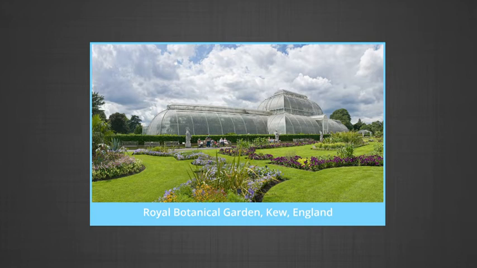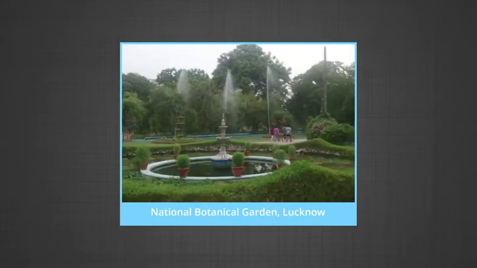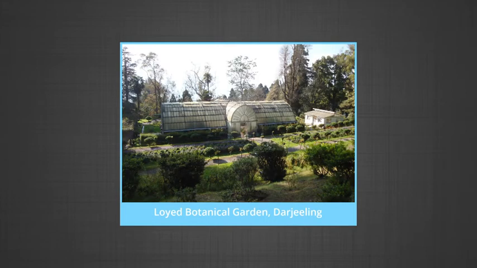It was founded in 1759 by William Aiton. The largest botanical garden is the Howrah Sibpur, Kolkata. It was established in 1787. Besides it, other main botanical gardens are National Botanical Garden, Lucknow, Lloyd Botanical Garden, Darjeeling, Garden of Indian Agriculture Institute, Dehradun, etc. A botanical garden usually houses a library, laboratory, herbarium and museum. It frequently offers teaching and training facilities also.